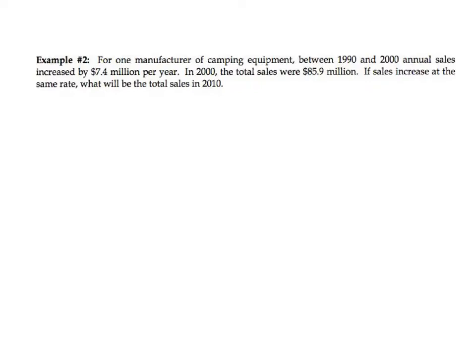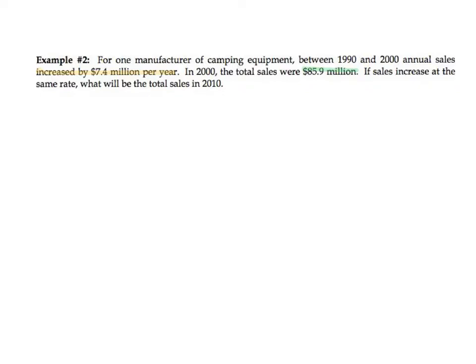So let's point out what information we know. We know that the sales increased by 7.4 million per year, and we know we have current sales of 85.9 million. So we want to know if we keep increasing at the same rate of 7.4 million, what will be the total sales in 2010?